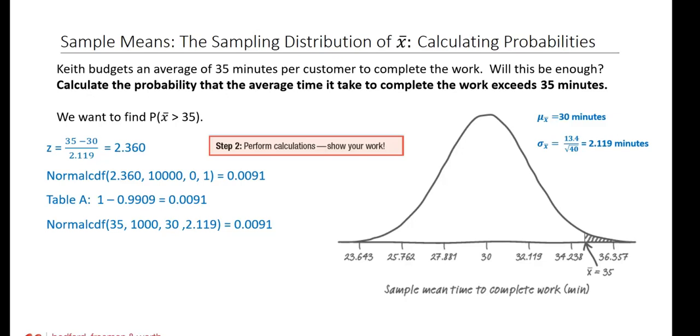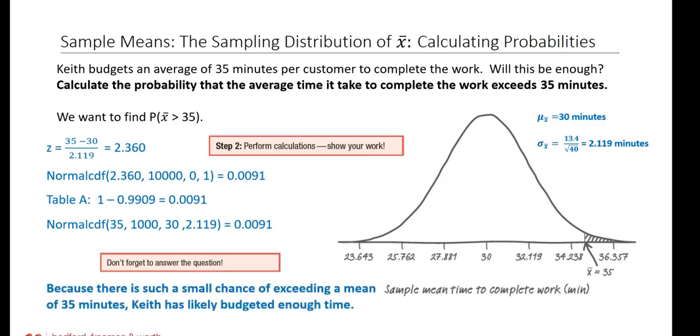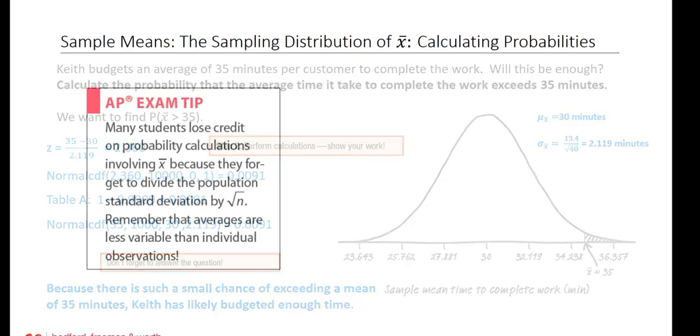The hard part is remembering the standard deviation changes there. For means and proportions, you have different formulas, but they change. Don't forget to answer the question. Because there's such a small chance of exceeding a mean of 35, Keith has likely budgeted enough time. There's a very small chance it's not going to be enough.